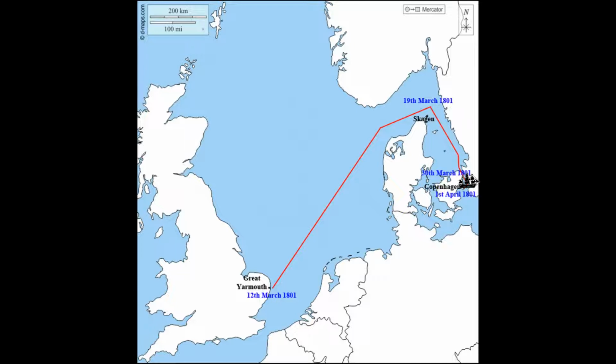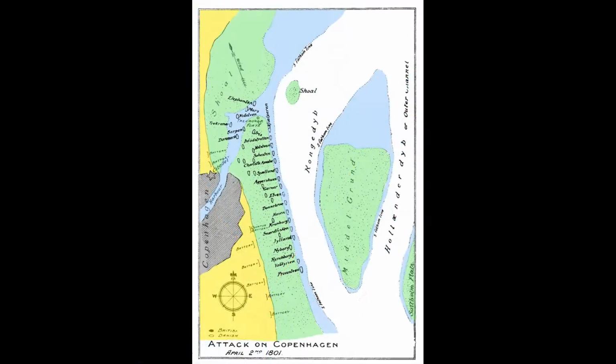Nelson wanted to ignore Denmark and Sweden, who were both reluctant partners in the alliance, and instead sail to the Baltic to fight the Russians. In the end, Nelson was able to persuade Sir Hyde Parker to attack the Danish fleet currently concentrated off Copenhagen.